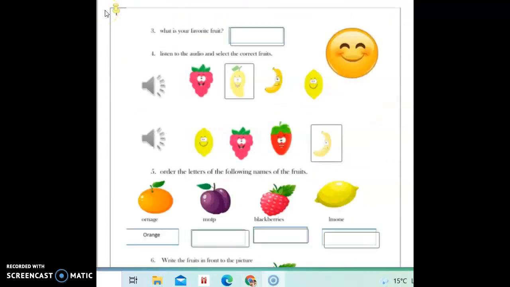Second, number 3. What is your favorite fruit? At this point, students will write their favorite fruit. For example, banana, mango, lemon, strawberries, and watermelon.